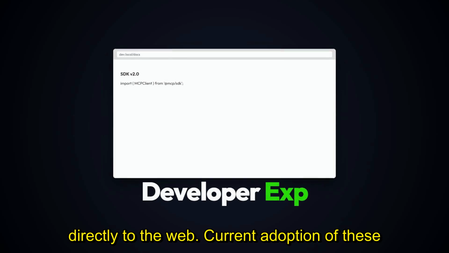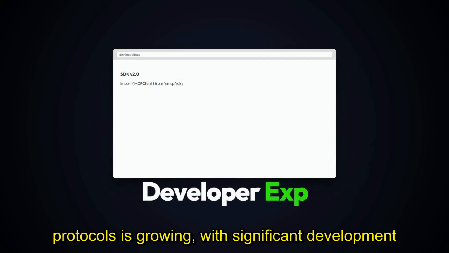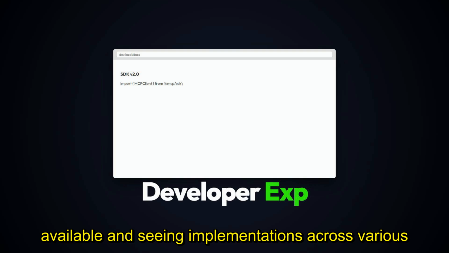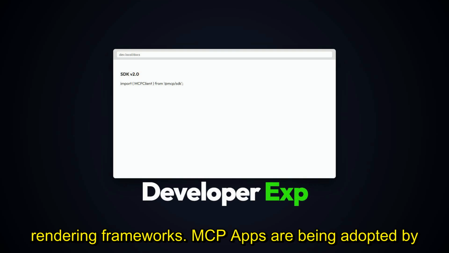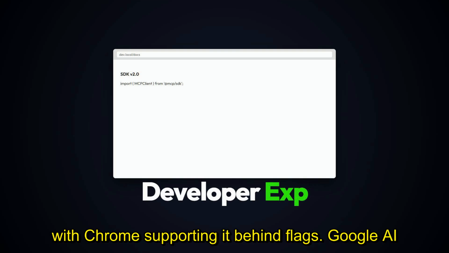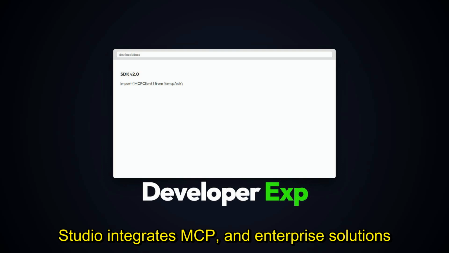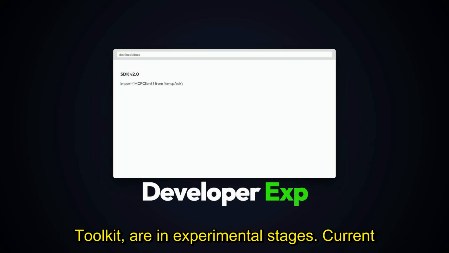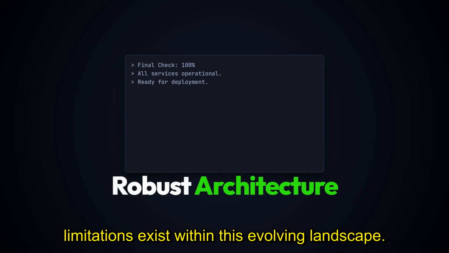Current adoption of these protocols is growing, with significant development and integration. A2UI, now at version 0.9, is openly available and seeing implementations across various rendering frameworks. MCP apps are being adopted by major AI platforms, and WebMCP is in early preview, with Chrome supporting it behind flags. Google AI Studio integrates MCP, and enterprise solutions leveraging these protocols, like the Maps Agentic UI toolkit, are in experimental stages. Current limitations exist within this evolving landscape.